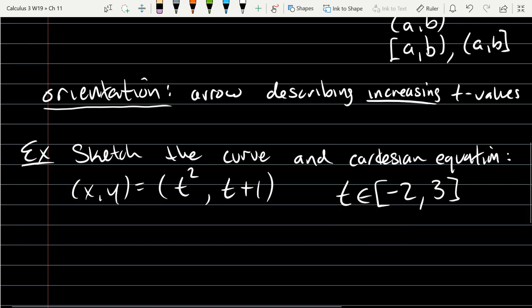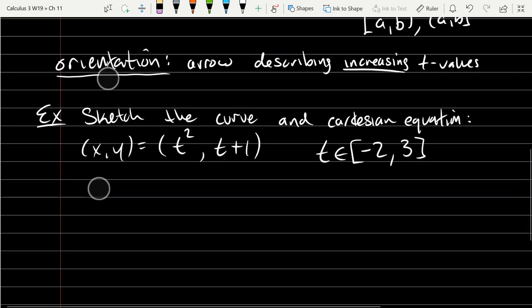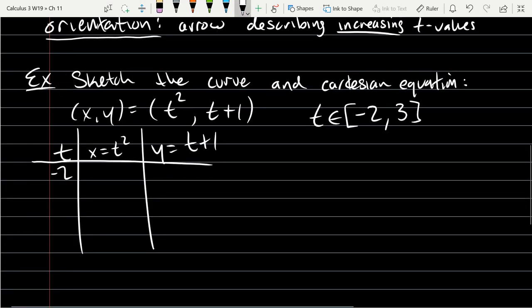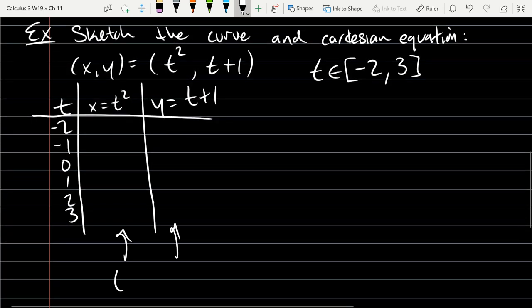How do you graph things that you don't know what they should look like? Guess and check. Clueless method: plot points, connect with a smooth curve, and orient the curve in the order you plotted the points. Our table of values looks slightly different. There's t as the input, then x, which is t squared, and y, which is t plus 1. I'm going to use all the integers from negative 2 to positive 3. When you graph, you're graphing x, y values, not t values. So t only shows up in which direction the arrow goes. I'll give you a minute to graph this. It should be real easy to find these values.